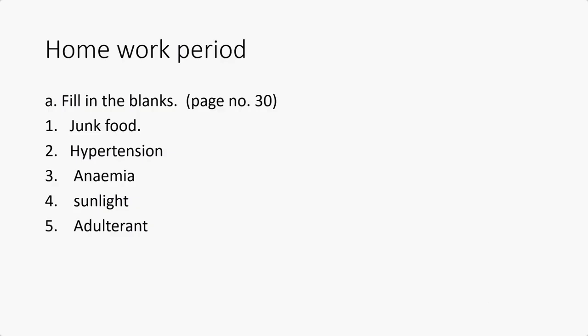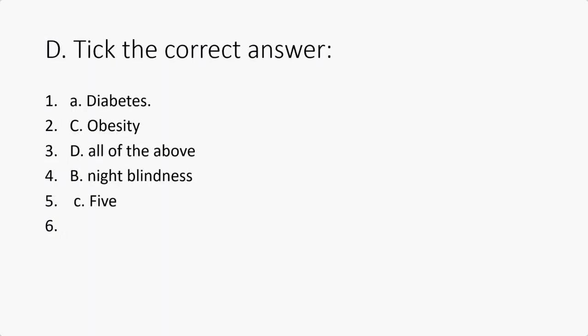Okay, look at the screen. Fill in the blanks. I have all the answers on the screen. Everybody look at the screen. If you were absent for the last class, this may be helpful to you. Write the answers. In the homework period, we discussed this. I hope you remember. Fifth one, adulterant. True or false? False, true, true, false, true, false. D question. Tick the correct answer. Diabetes, obesity, all of the above, night blindness, 5. And sixth one answer is milk is commonly found adulterated with water. Option D, water.